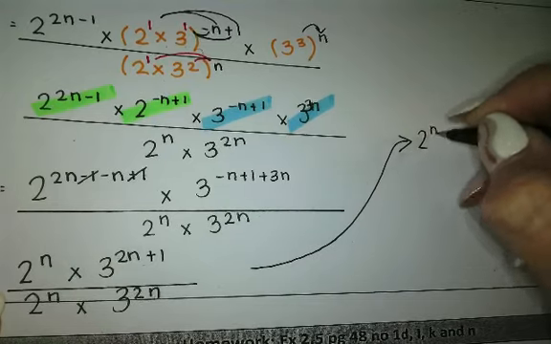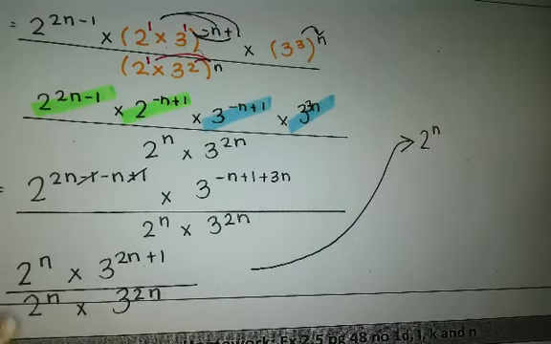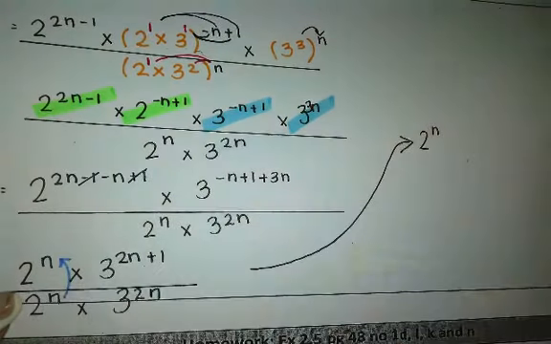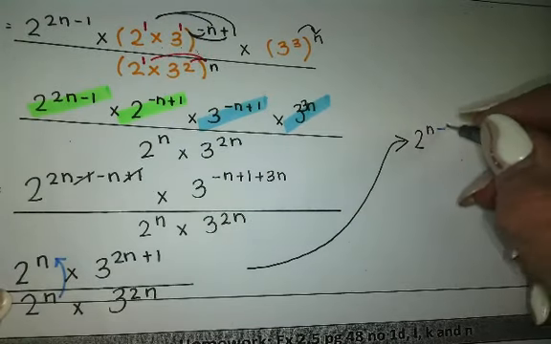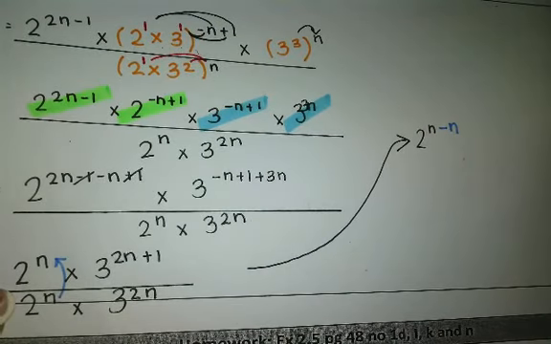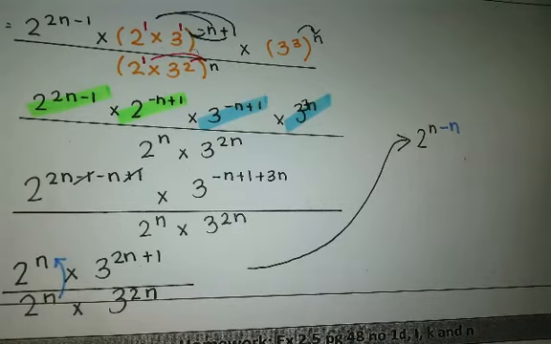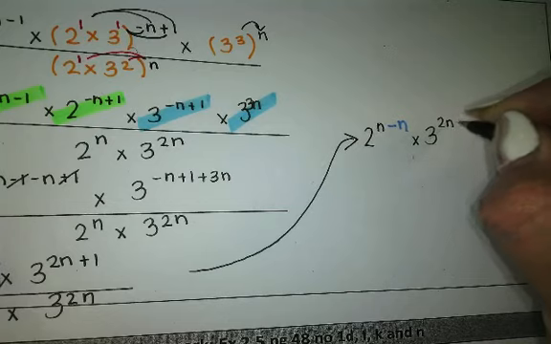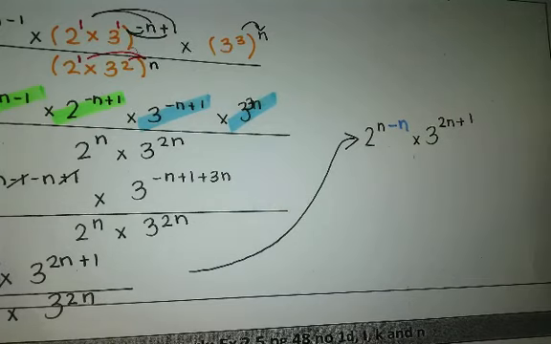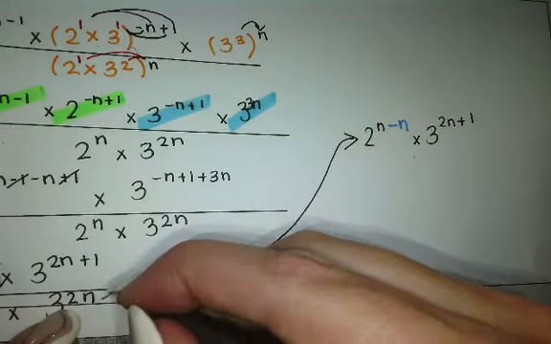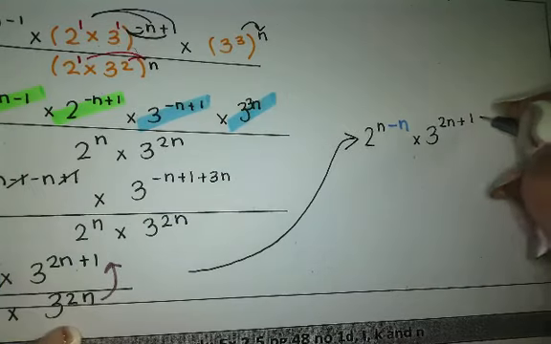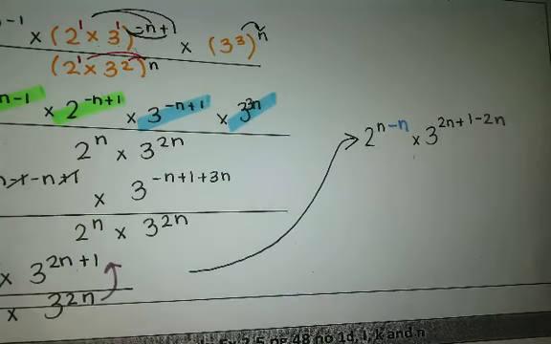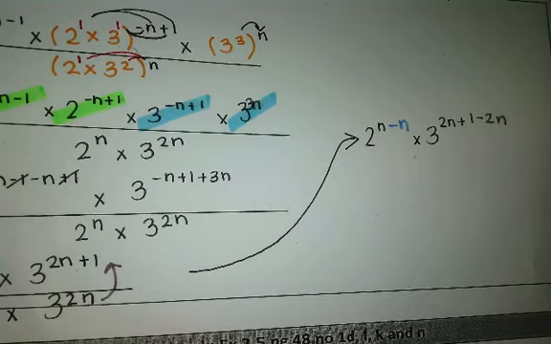Now, last step was to take everything to the top. So 2 to the power of n is on top. What's going to join that? When you take it up to the top, it becomes a minus n. Are you with me? Times 3 to the power of 2n plus 1. And when we take this up to the top, it becomes a minus 2n. Are you guys with me?